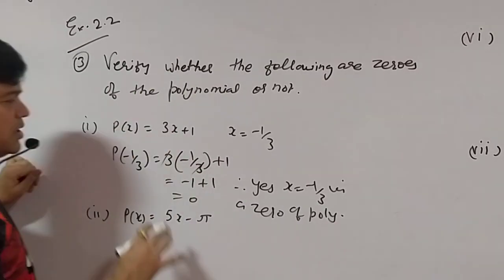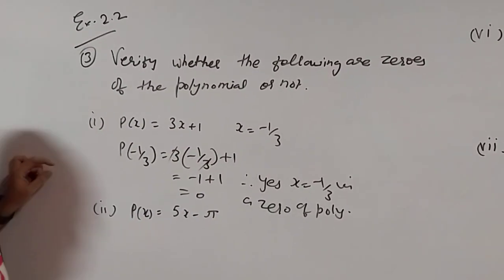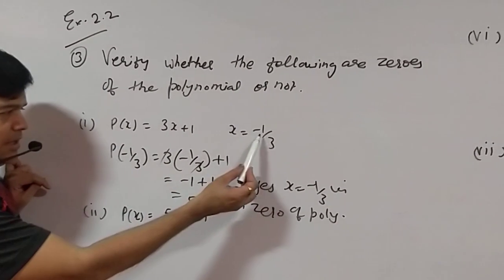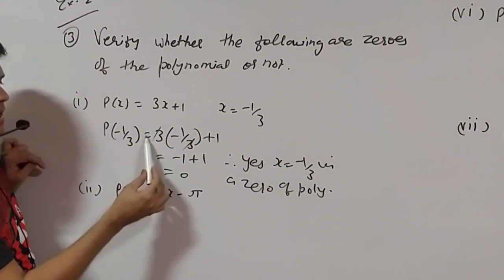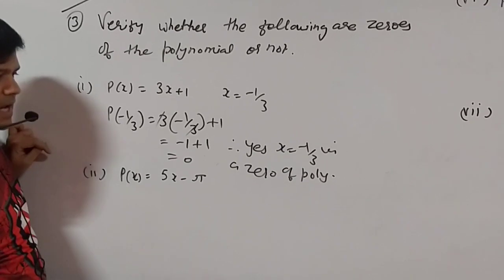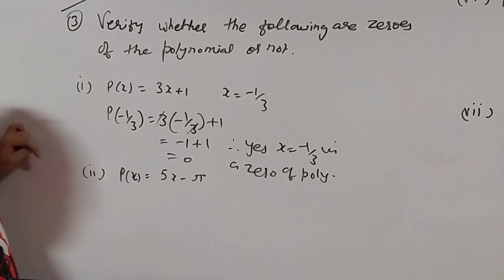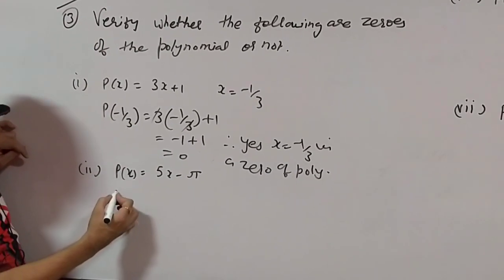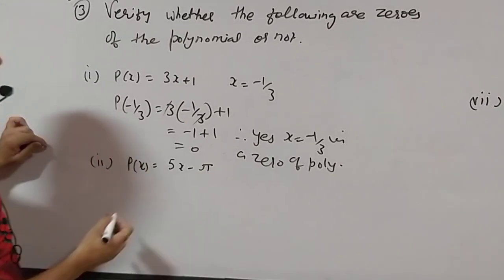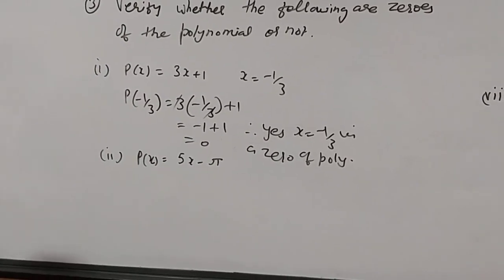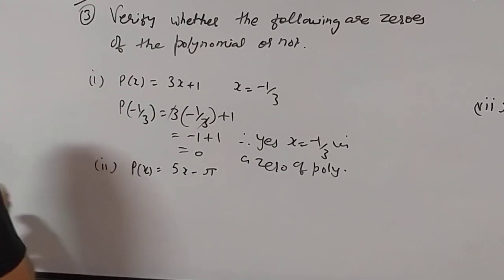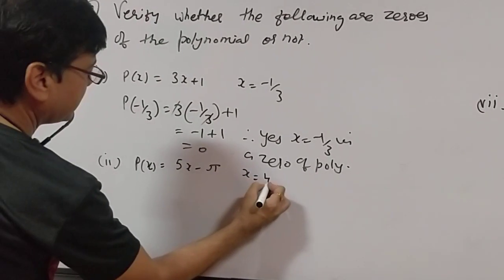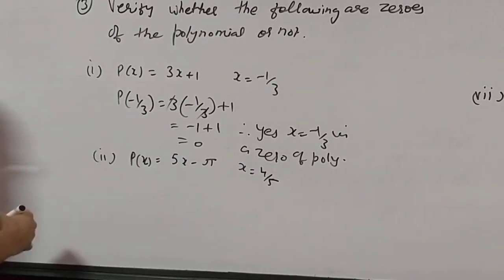If the answer is 0, then it is a zero of the polynomial, otherwise not. Here, put the value of x in place of x, minus 1 by 3. 3 cancel, minus 1 plus 1 is 0 and the answer is 0. Then it is a zero of the polynomial, otherwise not. Here, the value given is x is equal to 4 by 5. So is it a zero of the polynomial or not?